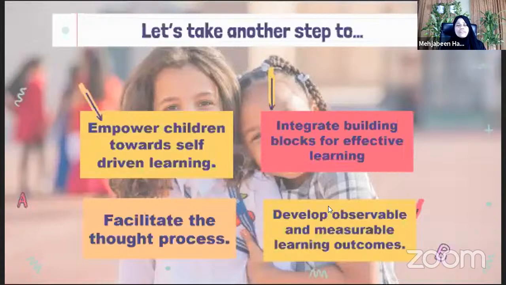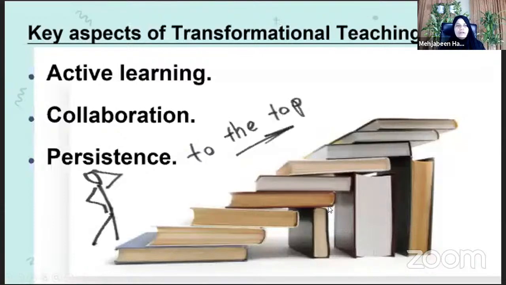Facilitate the thought process. Let them think, rethink, reflect, and refine. Let us develop observable and measurable learning outcomes. Start your own learning revolution with transformational teaching. The key aspects are active learning, collaboration, persistence.